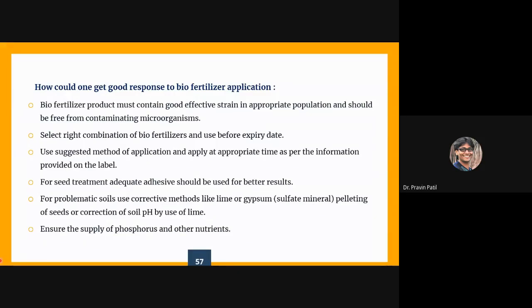A right combination of biofertilizers should be used, and it is also suggested that the appropriate time should be considered for that particular application of that particular microbe. For seed treatment, adequate adhesive should be employed. If you are applying the biofertilizer on the seed, the adhesion of the carrier molecule should be better. Otherwise, it would not stick to the seed and eventually get washed off in the process. Also, ensure the supply of phosphorus and other nutrients. Whenever you are selecting a biofertilizer for a particular plant, we must understand the distribution of nutrients as well. We can't just focus on a single nutrient and keep putting that biofertilizer on that plant.